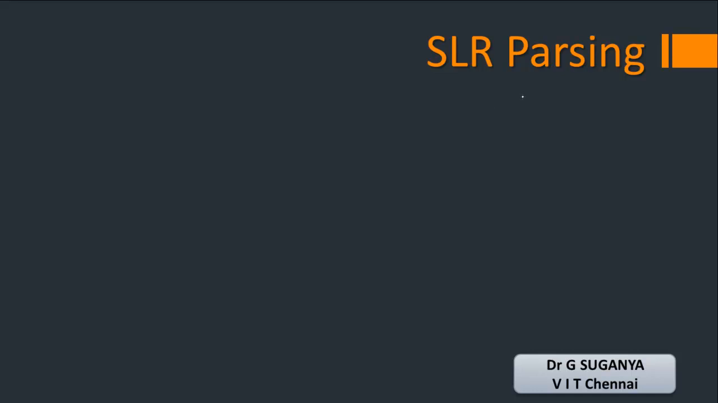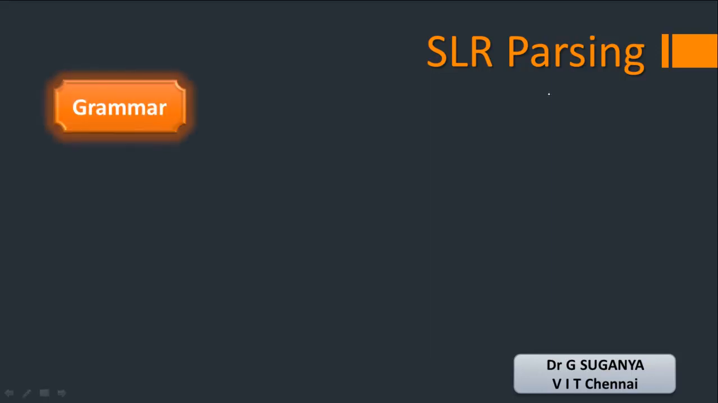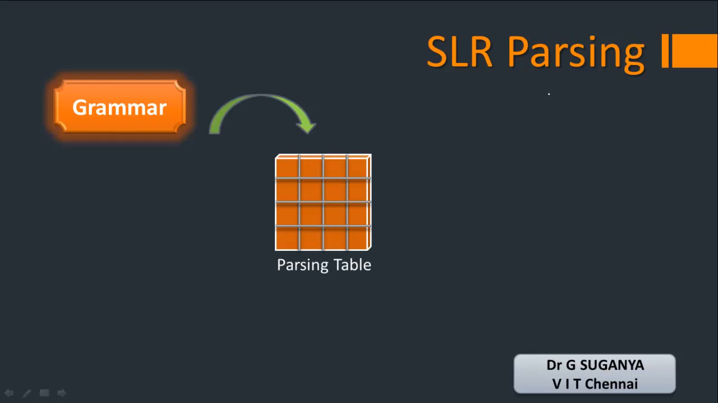SLR parsing, the basic bottom-up parsing technique which works on the concept of shift-reduce parsing, is going to be discussed in this session. Let me take you through the process first and then with a detailed example. We will be given a grammar that represents the structure of all the syntactic statements that are permitted in a programming language. Using that grammar, a parsing table will be constructed according to the parser that we use.